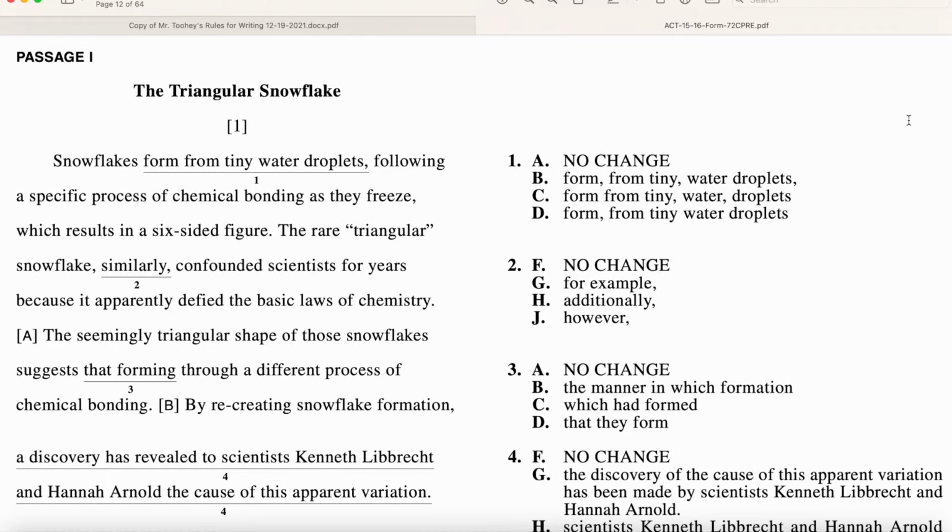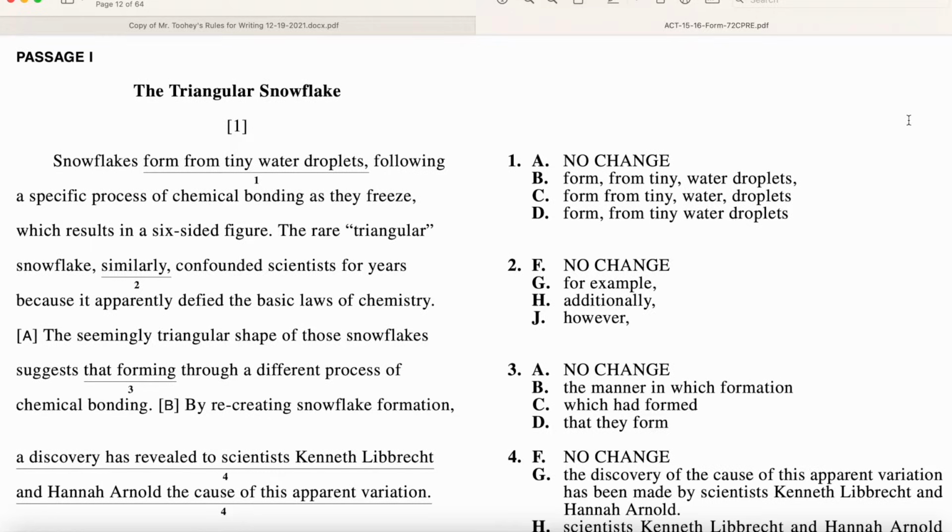Now you're right. If you do plug in B, then there are those unnecessary pauses. Now here's the key. From the previous grammar rules video that you watched, if there's a comma, you've got to take a pause there. So if you're plugging in answer choice B, it'll sound like this: snowflakes form from tiny water droplets following, right? You've got to take those pauses. When you take those pauses with B, it just sounds awful. But A sounds all right.